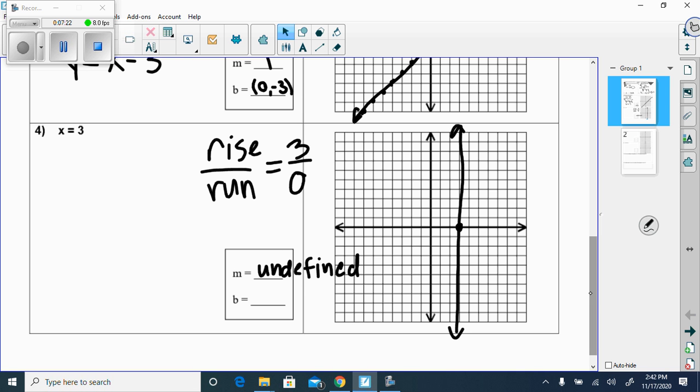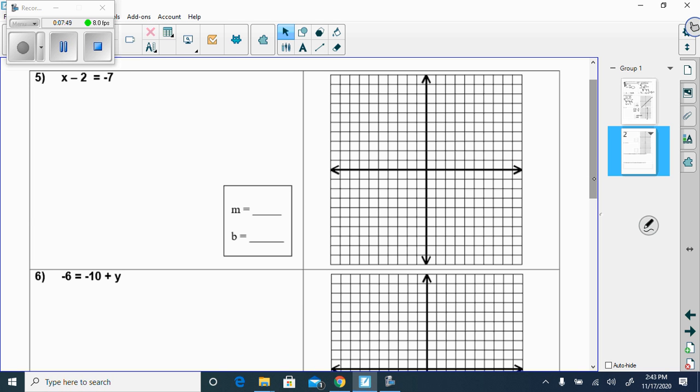Okay, and then my b, that's where I intersect the y-axis, right? Is this ever going to intersect my y-axis? No, it's 3, 0. My x-intercept is at 3, 0, but this is my y. No, it's never going to touch the y-axis. All right.